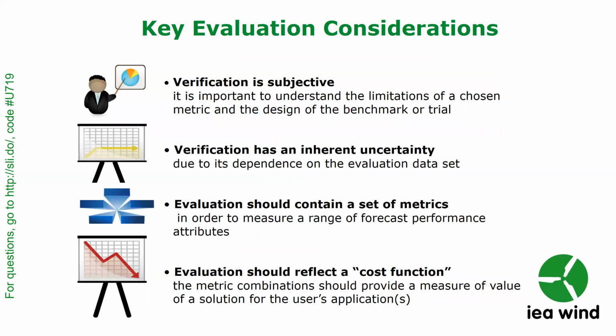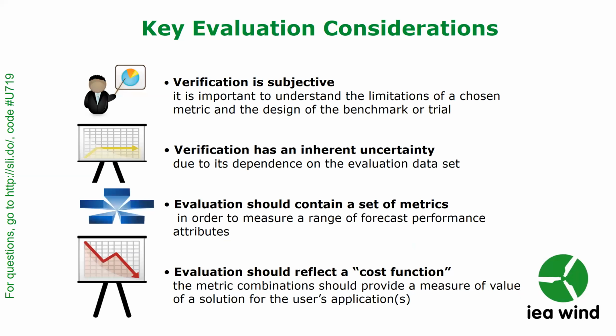So the important consideration here is that verification is subjective, right? You look at what Corinna, Jeff, and I pointed out here, that there's an uncertainty in the whole process. So it's subjective, and how you design it and what data you use determines where the uncertainty is. So you need to consider there is uncertainty, and you need to look at a different set of evaluation metrics depending on your application. So you really should measure a range of forecast performance attributes, not just one, especially those, if you can identify them, that are relevant to the user's application.